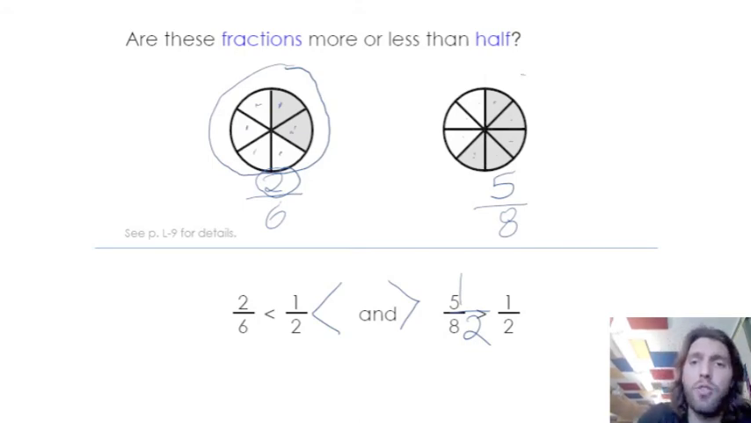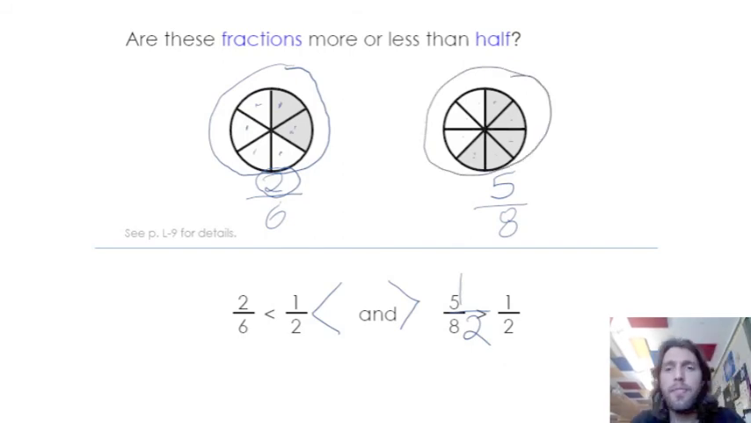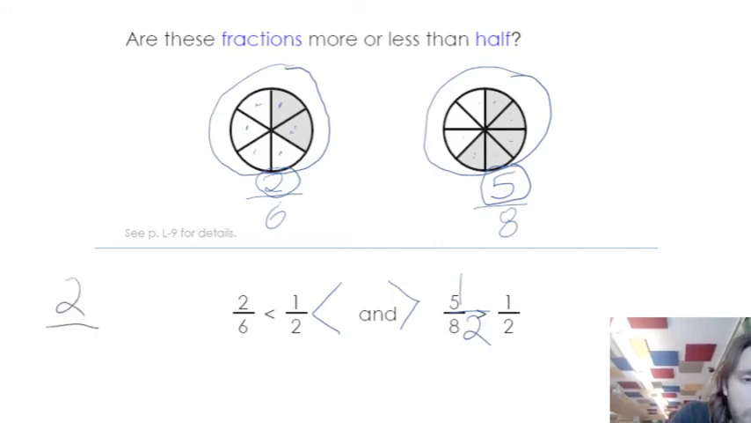Now let's look at this one here. This one is 5/8. What's half of 8? We all know that 8 divided by 2 equals 4, right? Is 5 bigger than 4 or smaller than 4? It's bigger than 4. So we can probably assume by looking that the shaded part is over half. So we can write here 2/6 is less than 1/2.